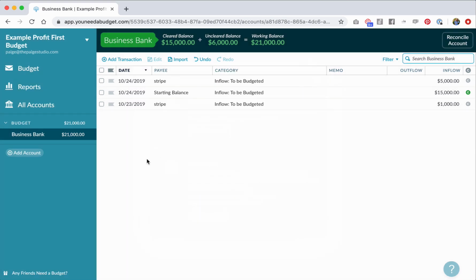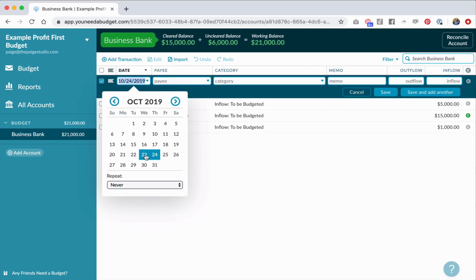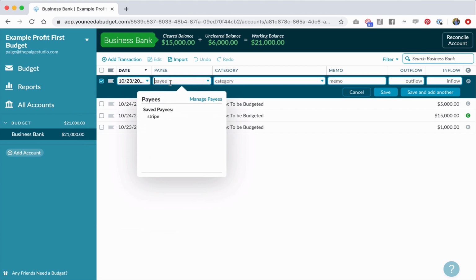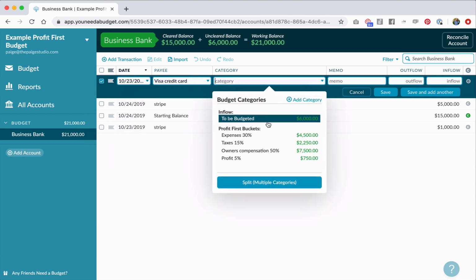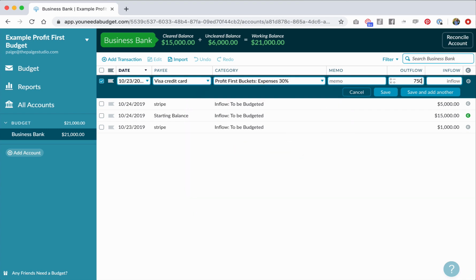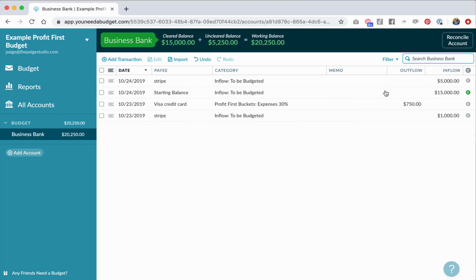So back to what I was doing. We have some money coming into the business, and let's say that we also have some expenses. Let's say on the 23rd, I paid my Visa credit card. Good. And so for the category, this time the money is not coming into the business, it's going out of the business, so we need to take it from one of our buckets. If this is paying off the credit card for the business, it's likely me paying off business expenses, so that would come out of my expenses bucket. And let's say the credit card was $750. I'm going to save that.